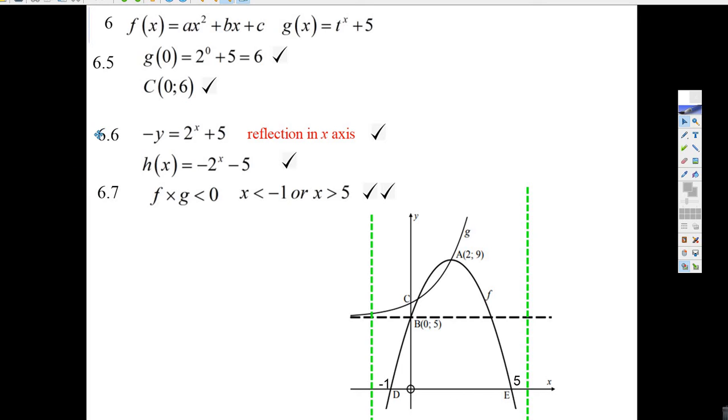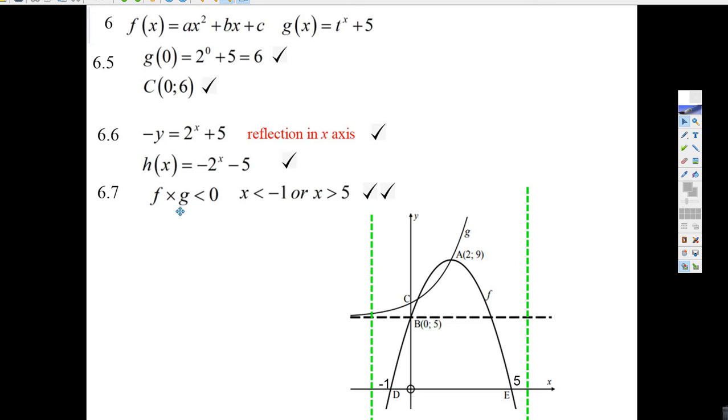That wasn't too bad. Now 6.6, they say there's a new function, h of x, and it's a reflection of g of x in the x-axis. And you have to know the map. You have to know that when something gets reflected in the x-axis, all the y values change sign. The y becomes minus y. So you just take the function and put a minus in front of the y. Gee, it's that easy. Now, if you multiply both sides by minus 1, you end up with minus 2 to the x minus 5. There's the new function h of x, which is a reflection of g in the x-axis. That's the exponential function.